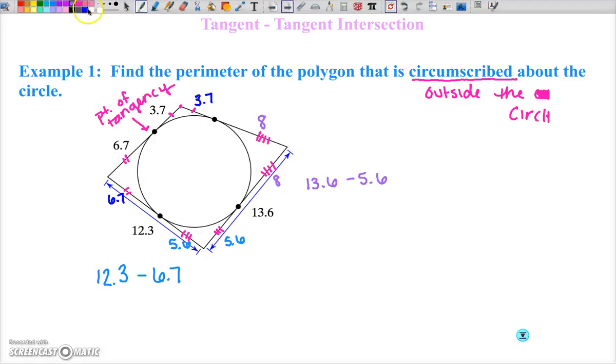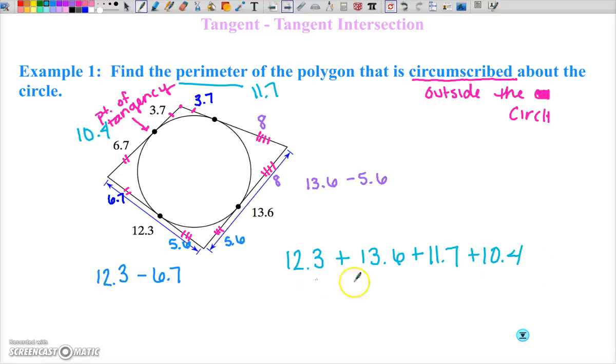So our side lengths total, what we have all together, is 12.3. Plus, and I'm doing this because it's asking for perimeter, plus 13.6, plus this side over here is a total of 11.7, and then this side over here is a total of 10.4. So we add 10.4, and when you add all those together, you get that the perimeter equals 48, whatever units go with it.